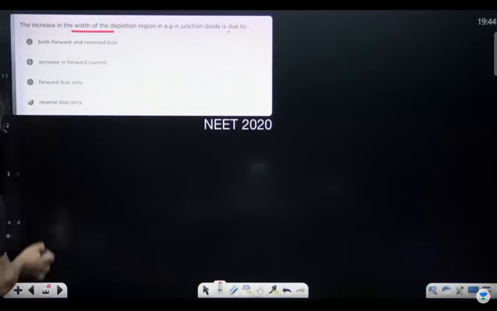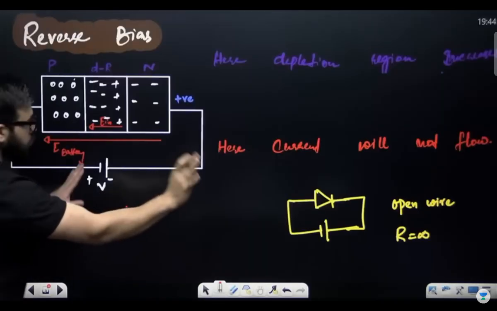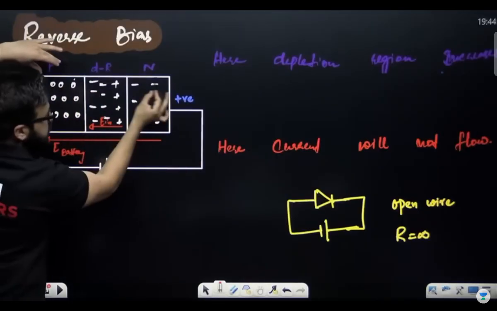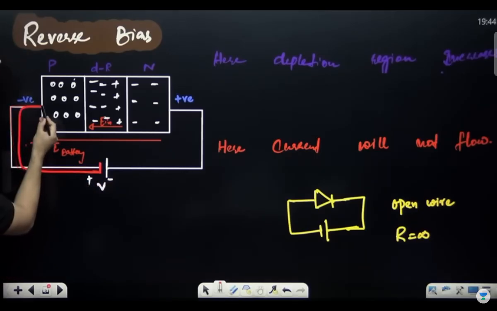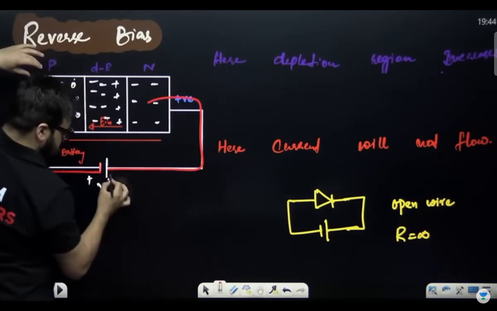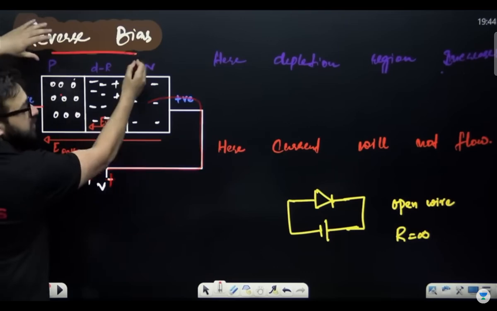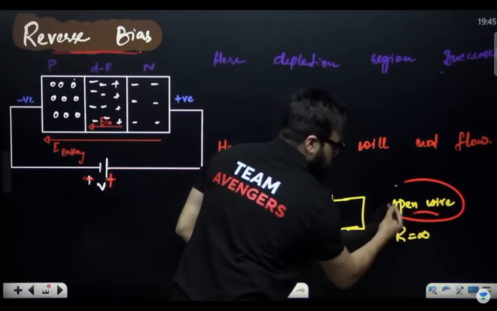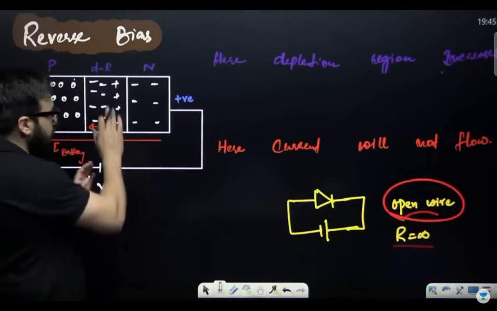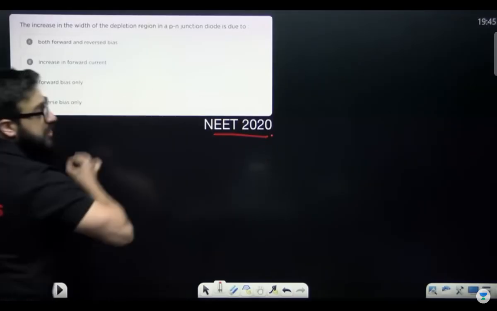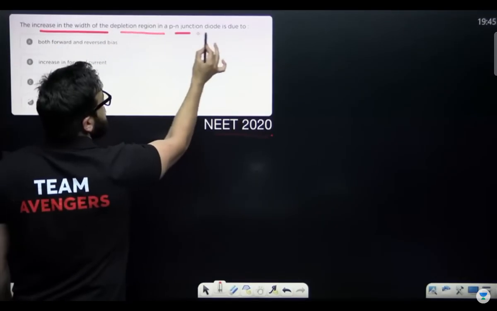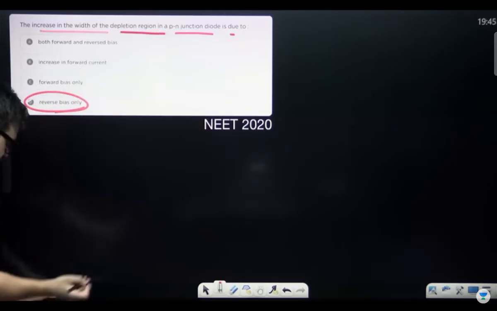The increase in the depletion region in PN junction diode is due to, and this is, my dear NEET aspirants, in the reverse bias. Let me just show you first reverse bias. This is the P-type semiconductor, this is the N-type semiconductor. If the negative terminal is connected to P side and the positive terminal is connected to N side, this is what we call reverse bias. In case of reverse bias, it behaves like an open wire and resistance is infinity. And we say here depletion region increases. That's it. Now take a look. NEET 2020 question: the increase in the depletion region in PN junction diode is due to the reverse bias. Just a one-liner question.